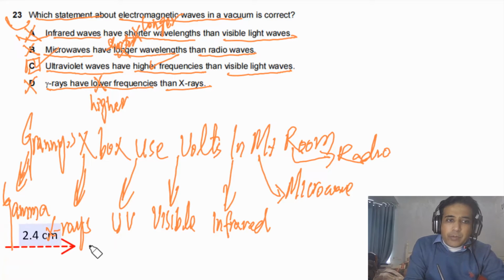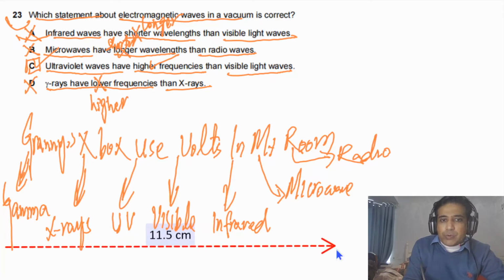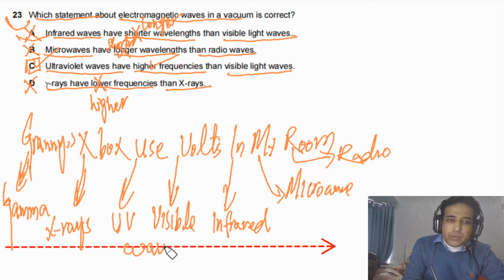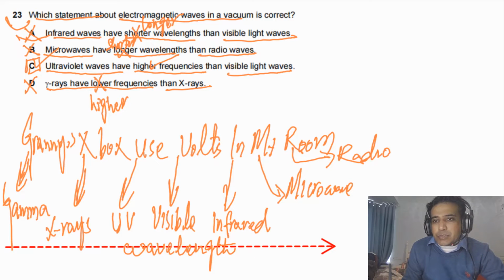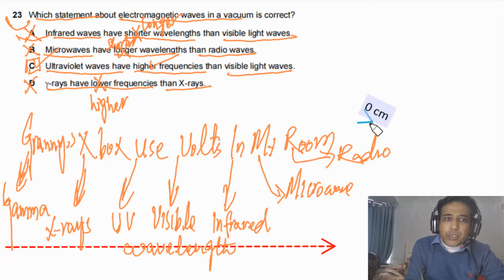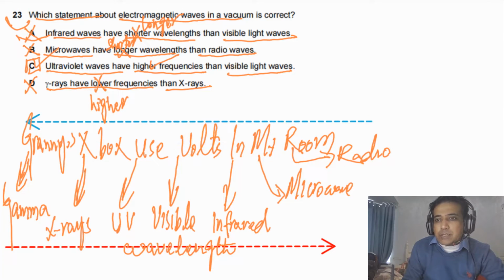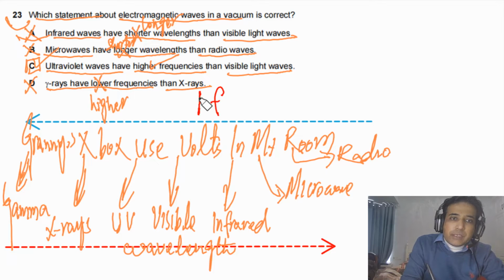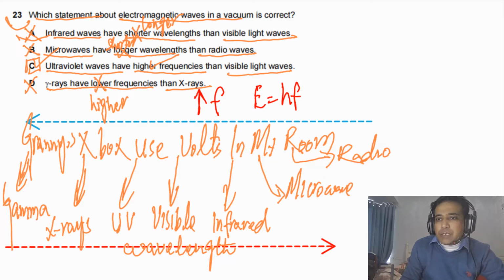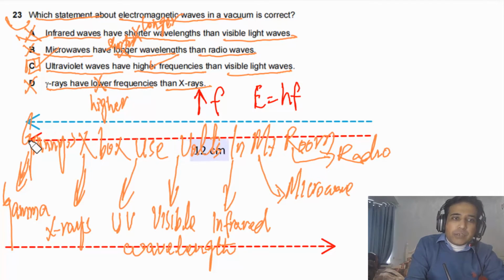If we go from gamma to radio, wavelength is increasing, so we will say wavelength is increasing. But if we go from radio to gamma, you need to understand frequency is increasing. So frequency increases and energy is equal to hf. So it means that energy also increases if you go in this direction.